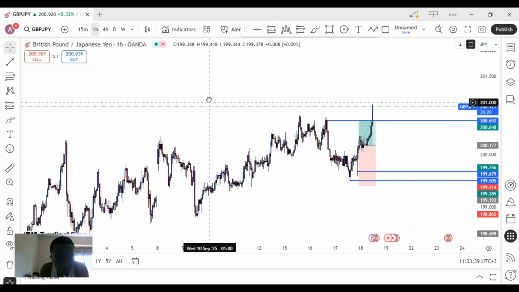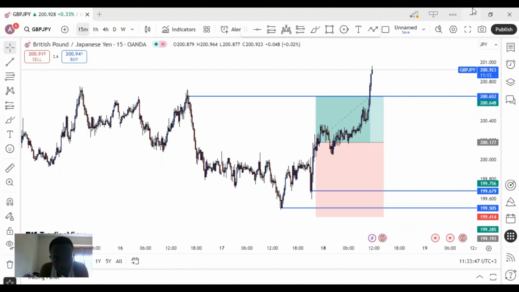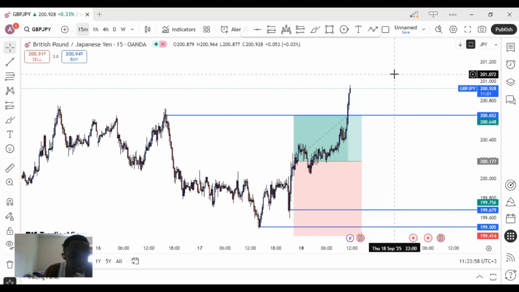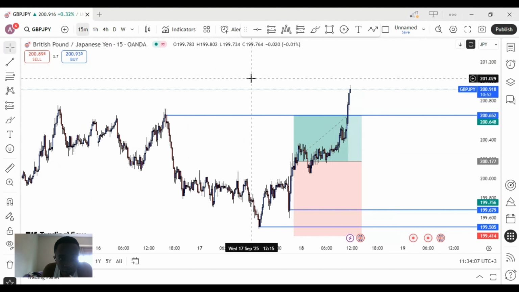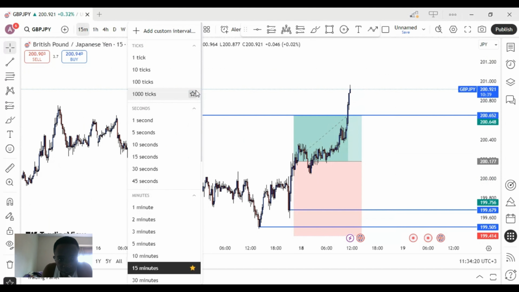All right, so basically for the top-down analysis, you have 5 major time frames. You have the weekly time frame, the daily time frame, the 4-hour time frame, the 1-hour time frame, and the 15-minute time frame. So as you can see here, these are the time frames I put on favorites: the 1-week time frame, the daily time frame, the 4-hour time frame, the 1-hour time frame, and the 15-minute time frame.